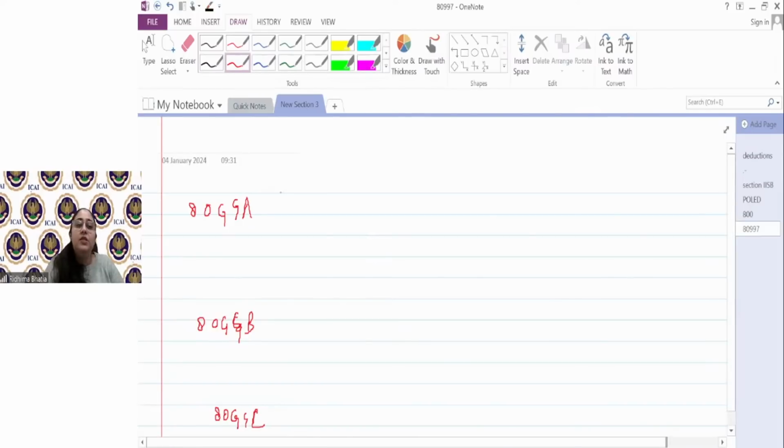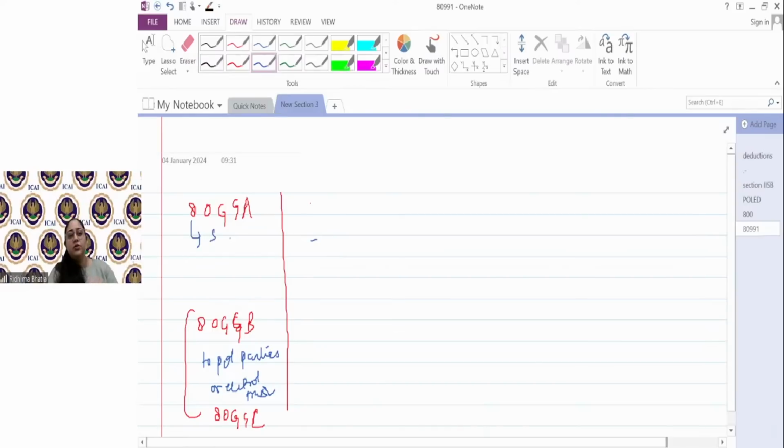First of all, 80GGA is available for all assessees. All three of these sections also relate to donation. The last two relate to donation to political parties or electoral trust. But 80GGA relates to donation made to, remember, scientific research and rural development project.